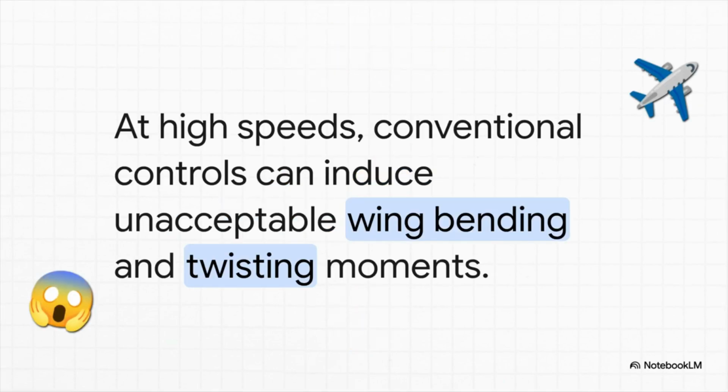Well, here's the twist. It turns out it's not just hard, it's dangerously hard. As planes started getting faster and faster, engineers ran into this terrifying problem. Using a simple control surface at high speed could create forces so powerful, they could literally bend or twist a wing clean off the plane. The very thing you're using to control the aircraft could actually destroy it.